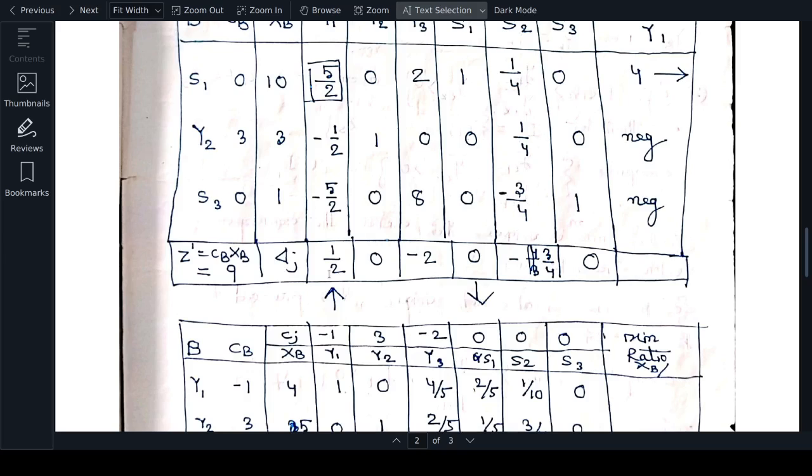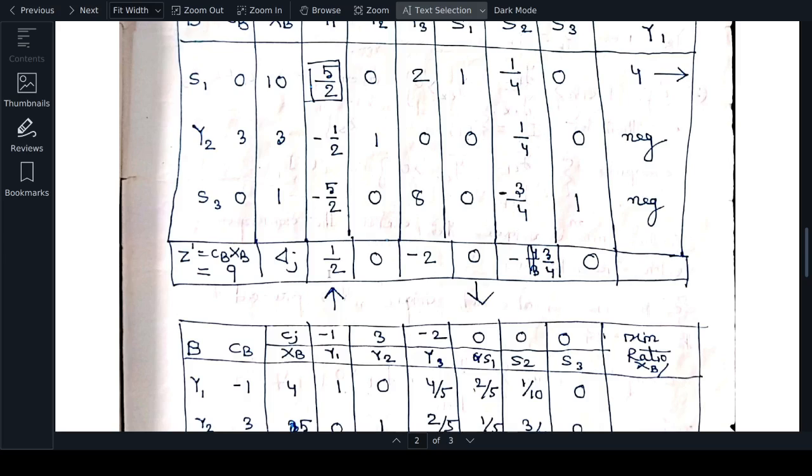Next you see the Y2 column. In the Y2 column and second row, how to replace 1 in table 3? So 1 minus 1 by 2 into 0 divided by 5 by 2, so ultimately 1. Next, in the Y3 column and second row, how to replace 0? 0 minus 1 by 2 into 2 divided by 5 by 2. So we get 2 by 5.